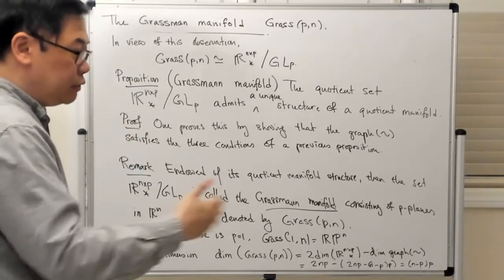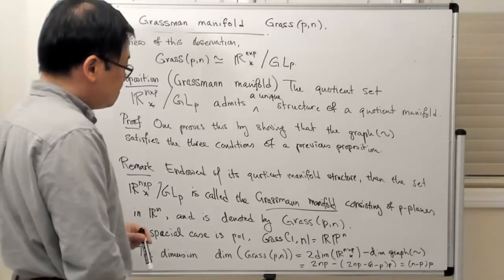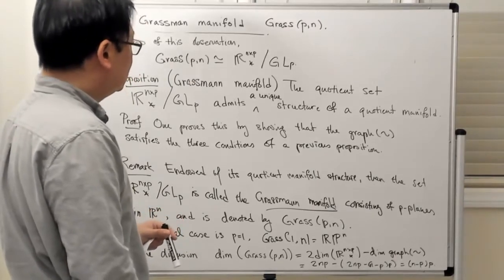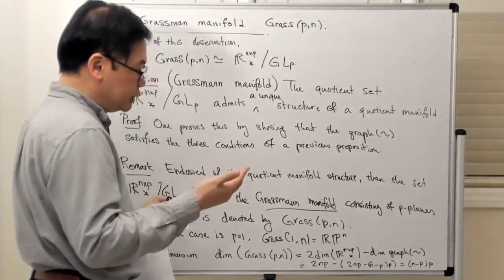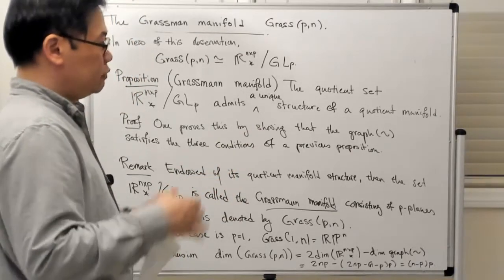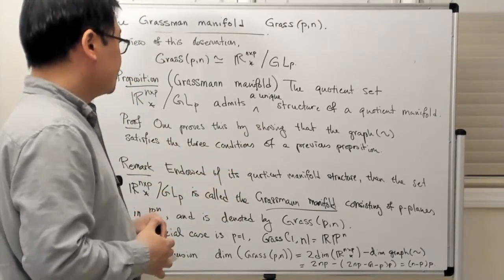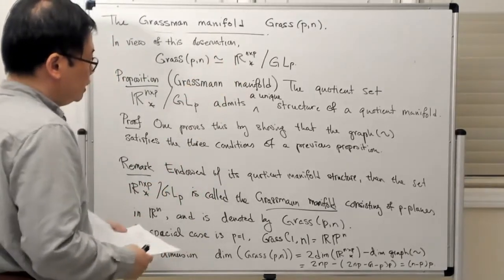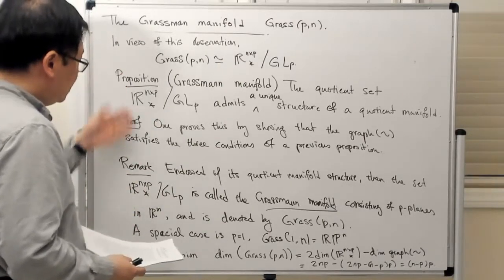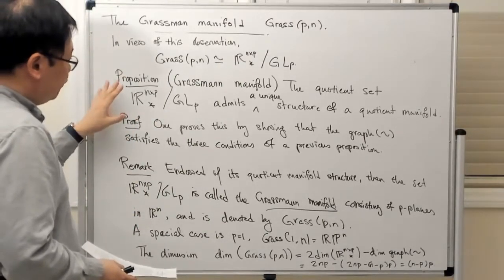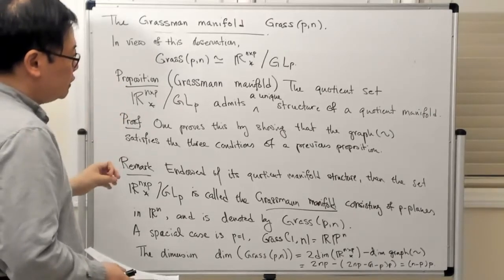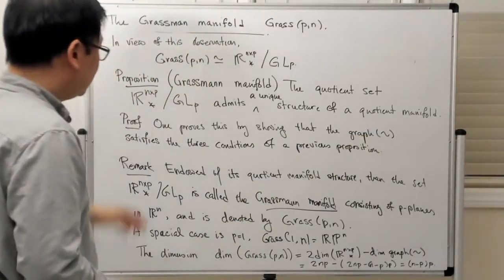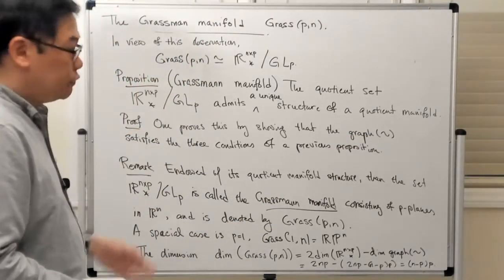So the orbit of a full rank n by p matrix gives you the set of all n by p matrices which generate the same p-dimensional subspace. Okay, so that's where that notation comes in, and then you can invoke this fairly general result, having to do with looking at properties of the graph of the equivalence relationship, to show that this indeed has the structure of a quotient manifold.